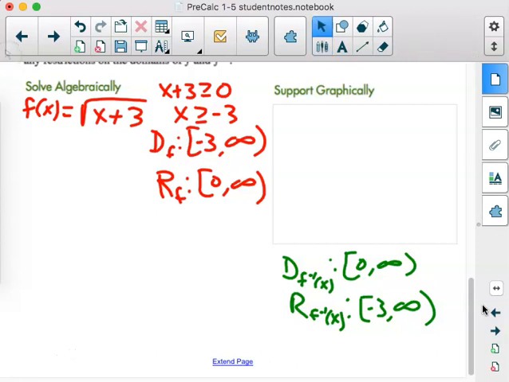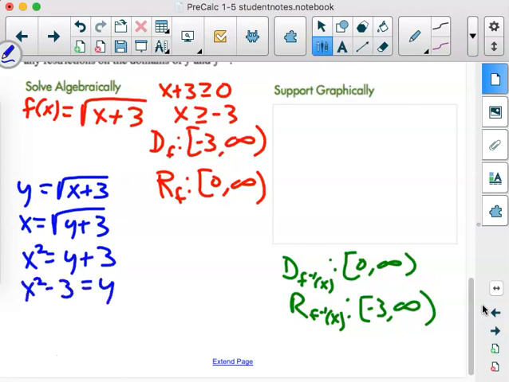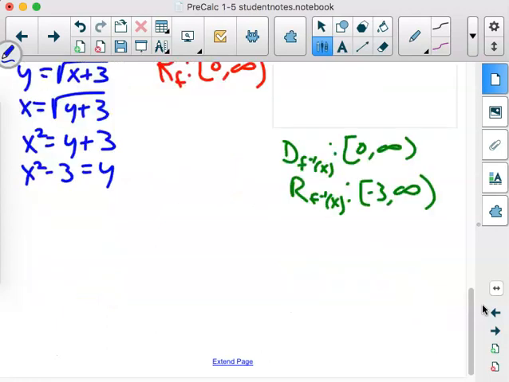Now, algebraically, I'll figure out what that inverse will look like. So that means I have to make my f of x a y. I have to switch the x and the y. Going to have to square both sides. And then I'll have to subtract 3. And finally, I can't leave it y. This was the inverse of this function. They didn't give me any fancy names, so I'm going to say f inverse of x.